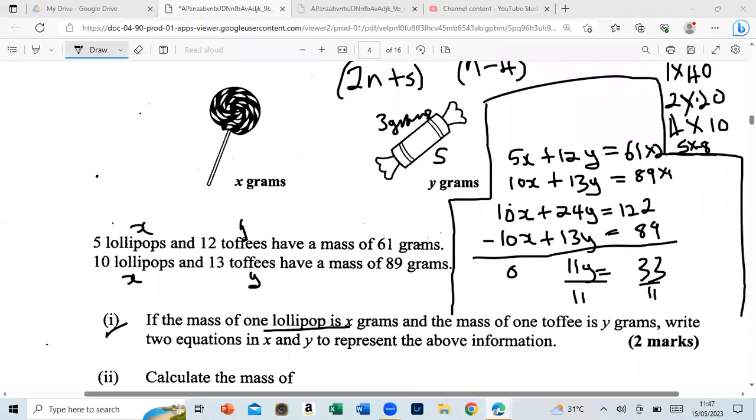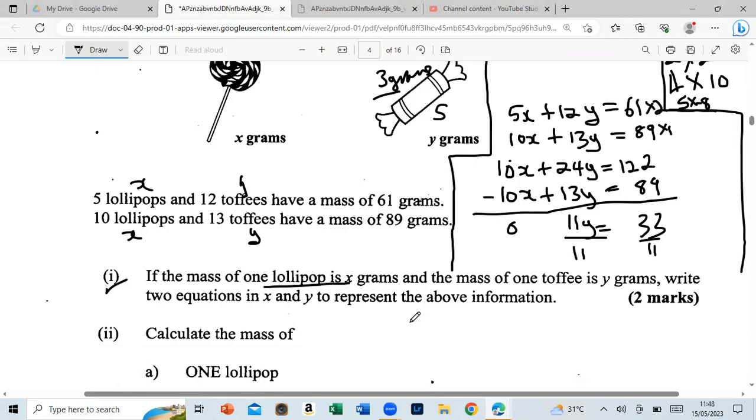Alright, guys. So this works out to 3 grams, but we need to find out what x is worth. Right? So we can use any one of the equations, so I'm going to use the first one: 5x plus 12y equals 61. So we know that we found y to work out to 3. So I could just put 3 in for y.